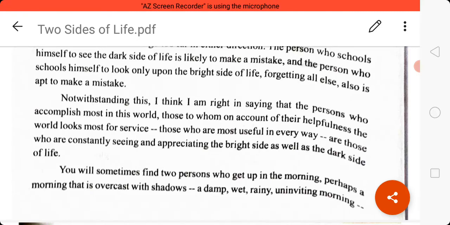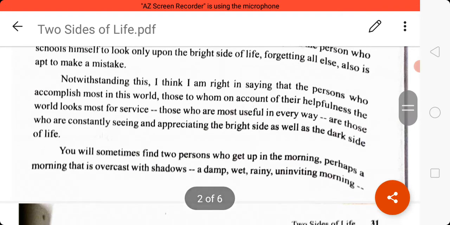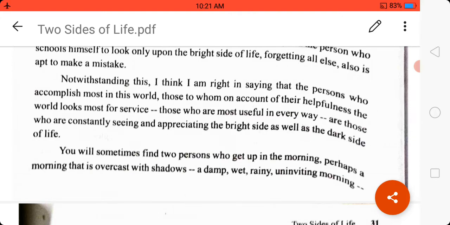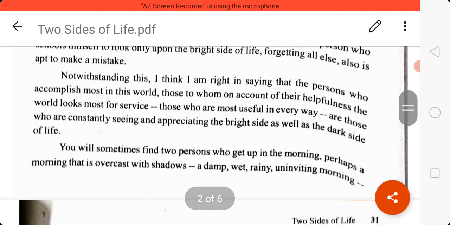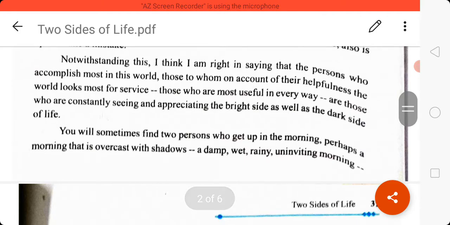So those who are appreciating life, or those who want to get success in life, they will see both sides, dark side and the bright side. After seeing the dark side, they will overcome that. They want to overcome the dark side and they will jump into the bright side of life. They will get success after overcoming all these hurdles and obstacles, and they will get through to the bright side of life.